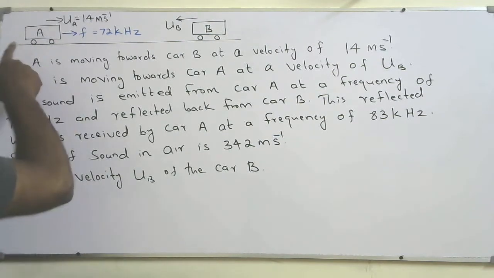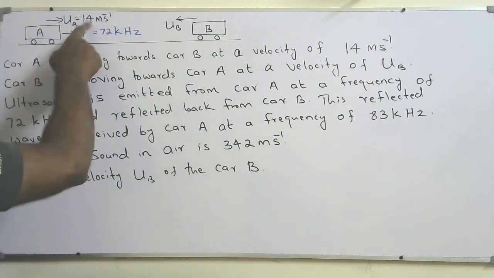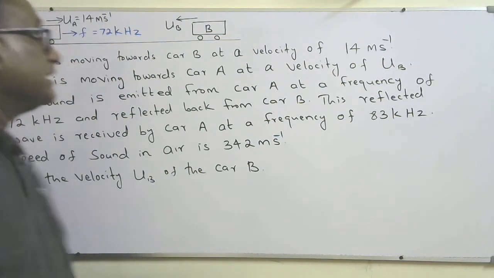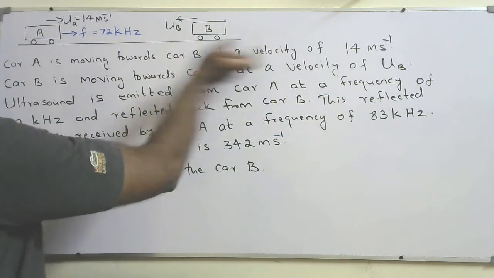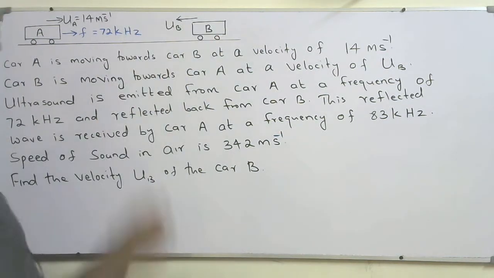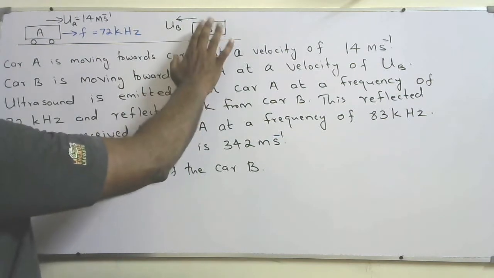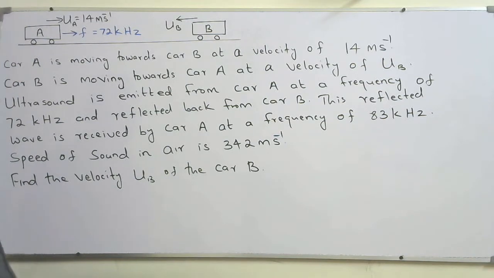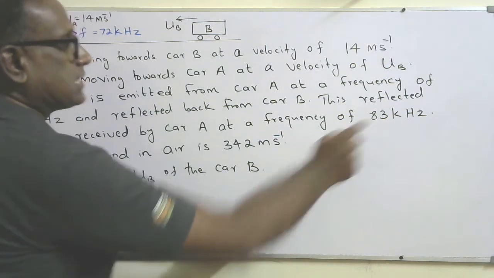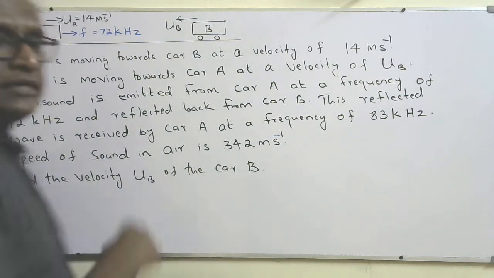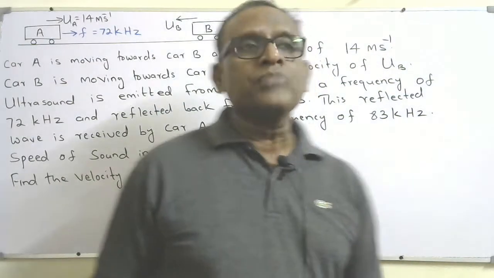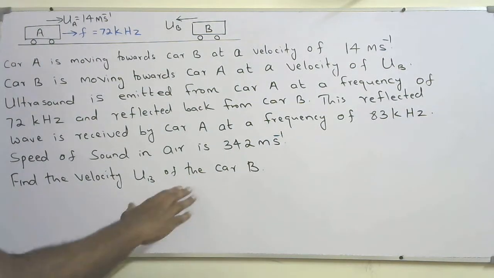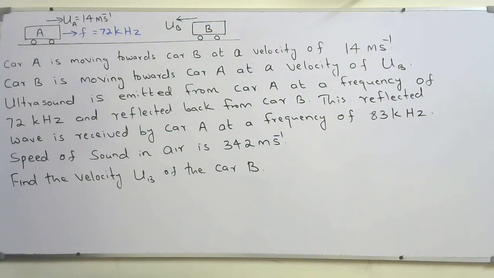A car A is moving towards car B at a speed of 14 meters per second and it is emitting ultrasound at a frequency of 72 kilohertz. Car B is moving towards A at a speed UB. The ultrasound is reflected from car B and the reflected wave is received by car A at a frequency of 83 kilohertz. The speed of sound and the speed of ultrasound in air are the same, 342 meters per second. The question is to find the velocity UB of car B.